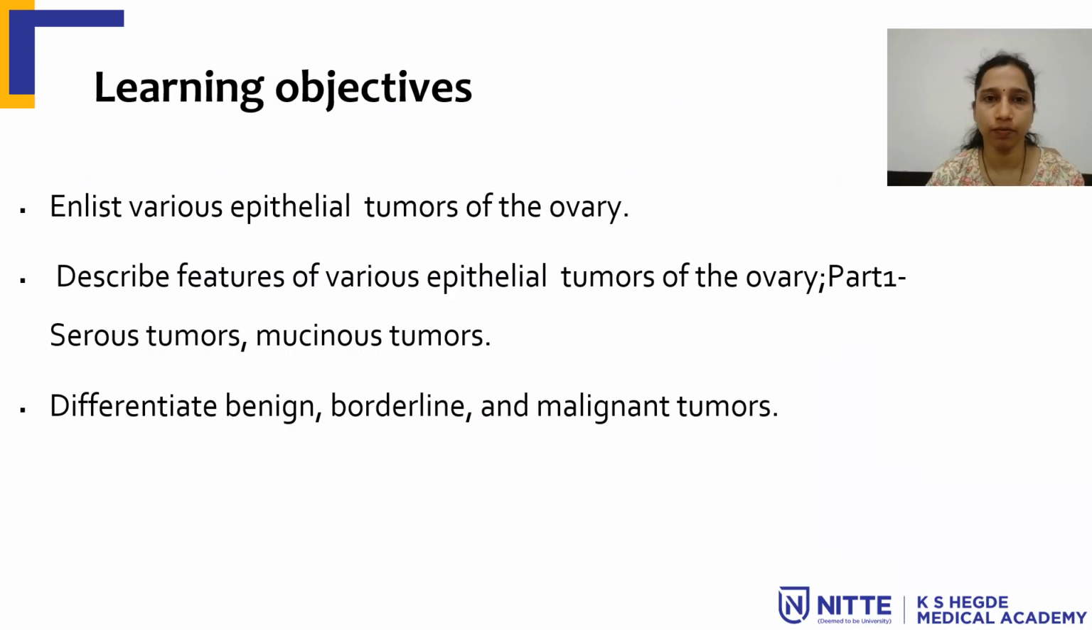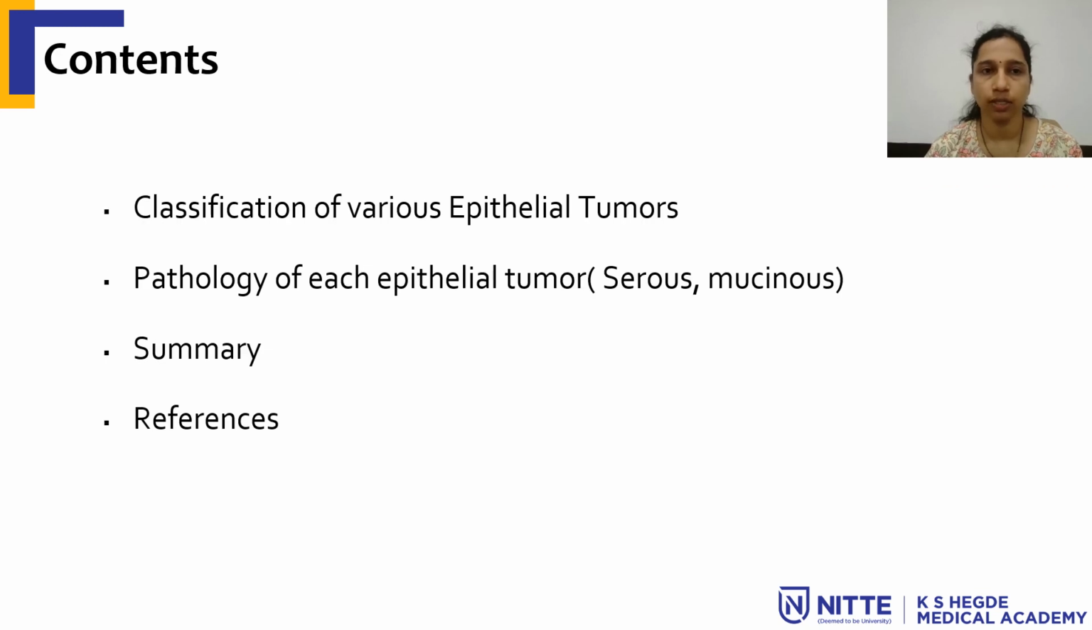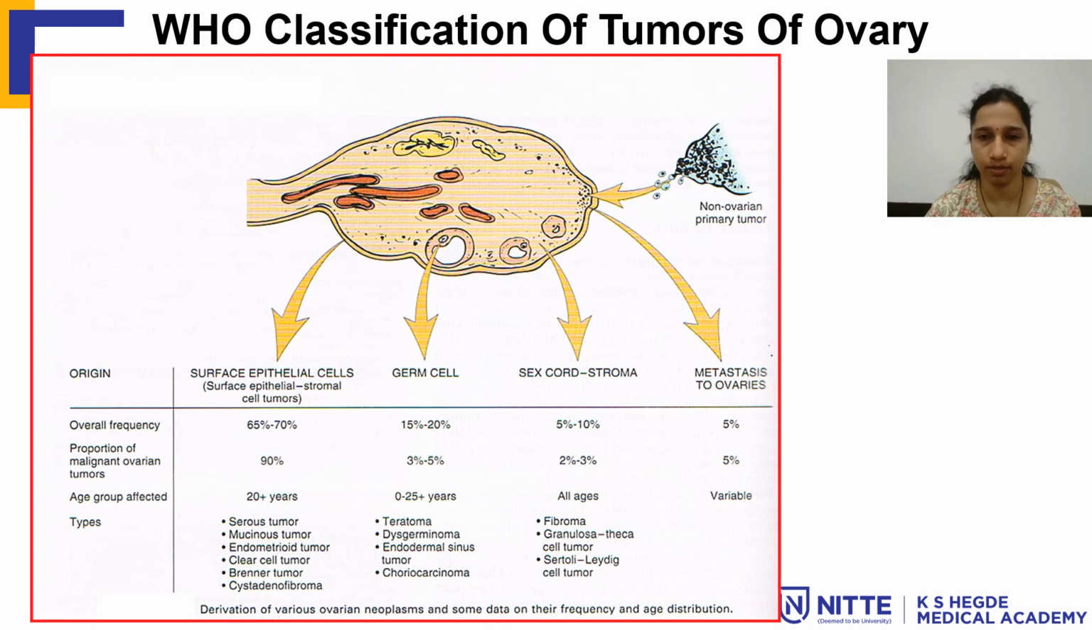The learning objectives for this session are to enlist the various epithelial tumors of the ovary, to describe serous and mucinous tumors, and to differentiate benign, borderline, and malignant serous and mucinous tumors. So the contents are classification of the epithelial tumors, pathology of serous and mucinous tumor, and the summary followed by references.